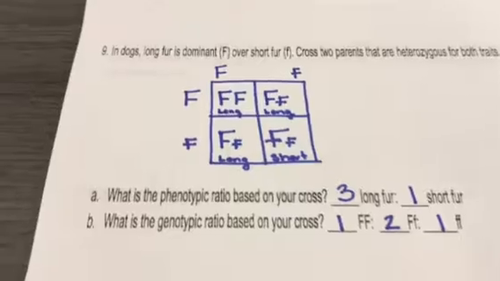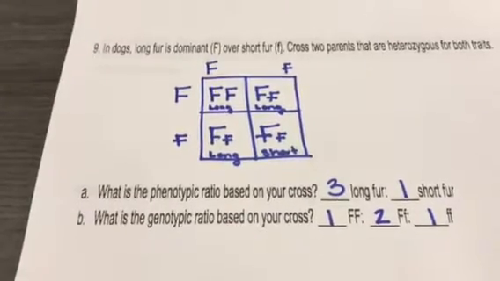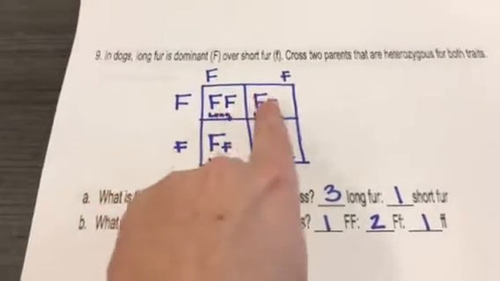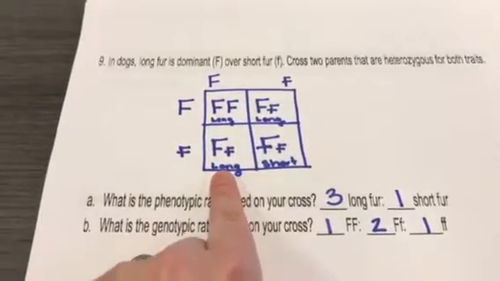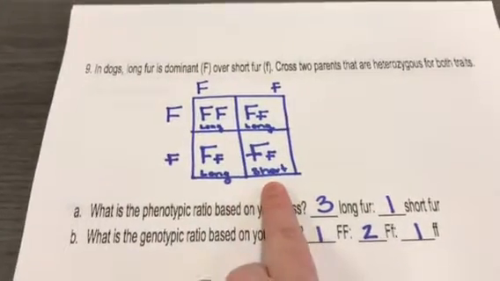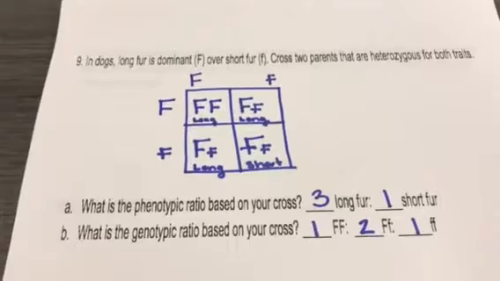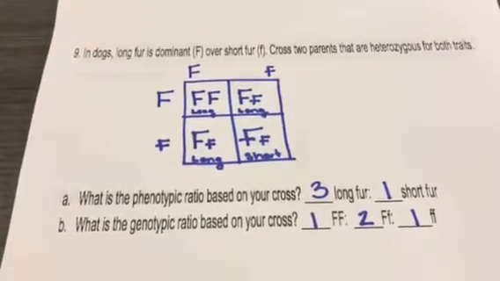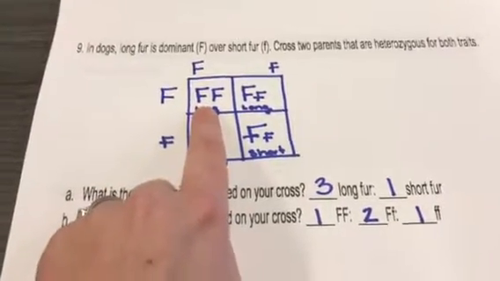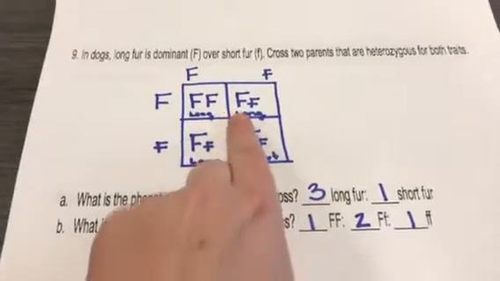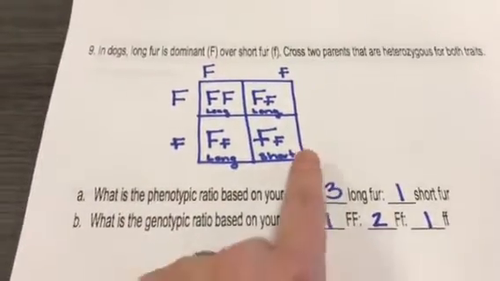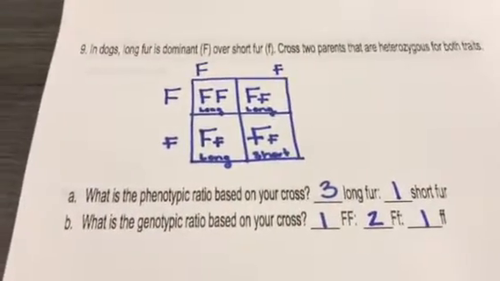So when you do the cross, you end up with 3 long furs, 1, 2, 3, and 1 short fur. For genotypic, you're just looking for the genotypes. You have 1 homozygous dominant, you have 2 heterozygous, and you have 1 homozygous recessive.